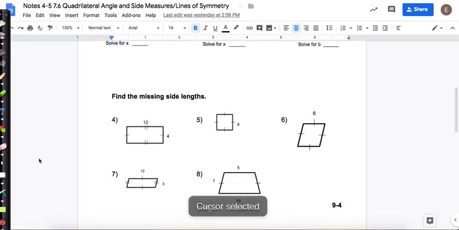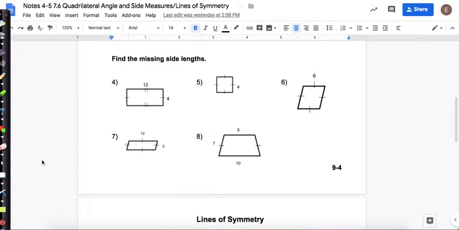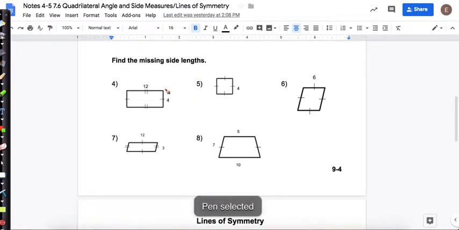So we have to find the missing lengths. So we're going to use our knowledge of properties to find the missing lengths. And if you look at number 4, these are congruent, which means they're exactly the same length because they have the same hash marks or hatch marks. So that's 12. And if you look here, this is 4, and this is also 4 because they have the same hatch marks. Opposite sides are congruent in a rectangle, and this is also a parallelogram. So that's true of any parallelogram. Opposite sides are congruent and parallel.